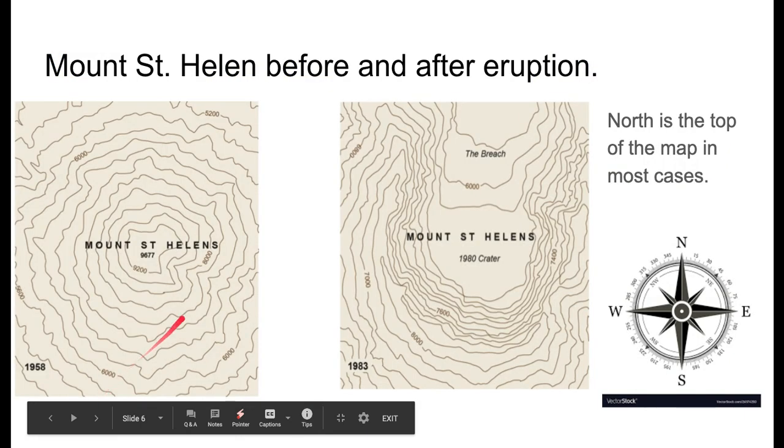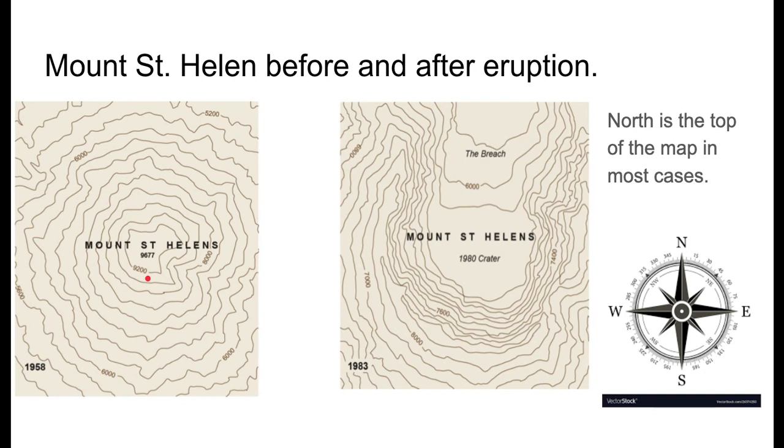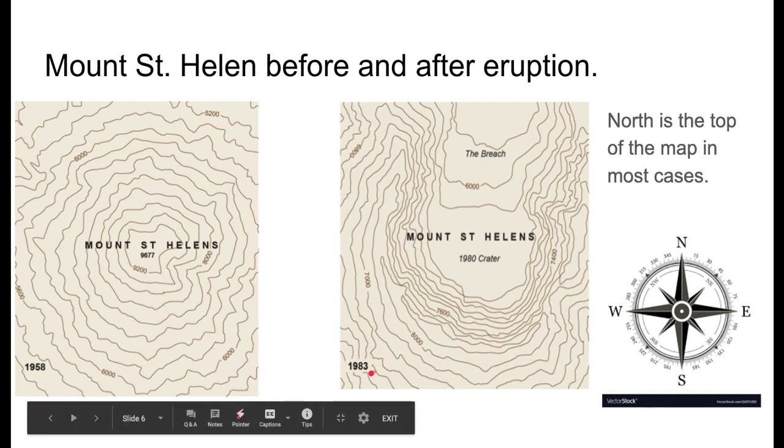Now let's talk for a moment about the last question. This is a topographic map. These are two different settings. This is 1958, Mount St. Helens, which is in the state of Washington here in the US. And this is 1983 after the eruption.